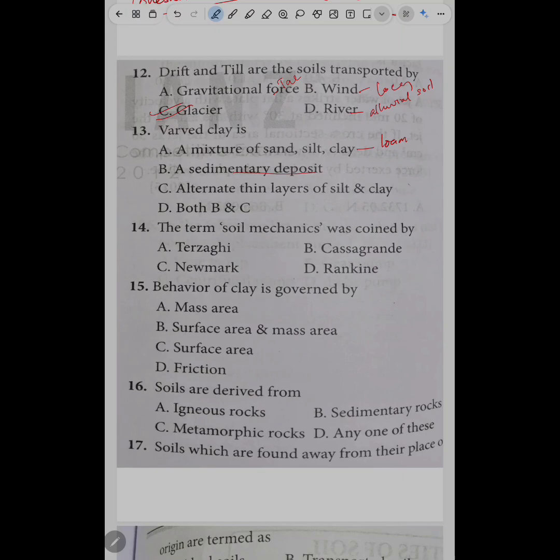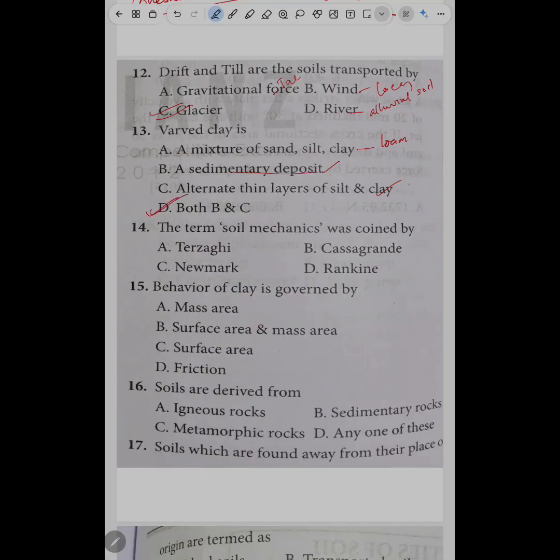Alternate thin layers of silt and clay is correct. So the actual definition for varved clay is a sedentary deposit of thin layers of silt and clay. So varved clay is a sedentary deposit and it is alternate thin layers of silt and clay. So option B and C will be the correct answer. Option D is the correct answer.